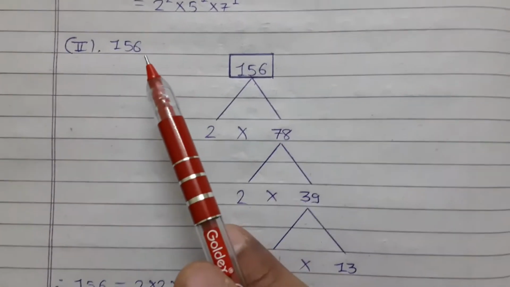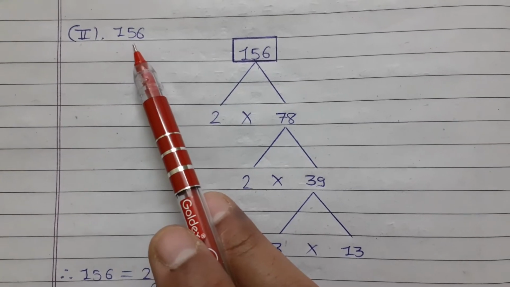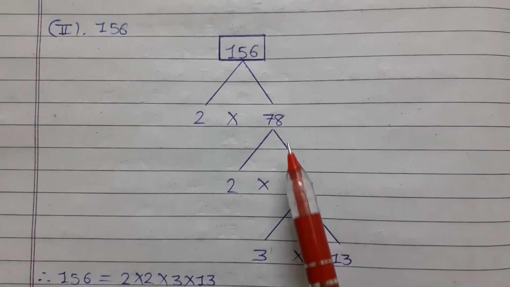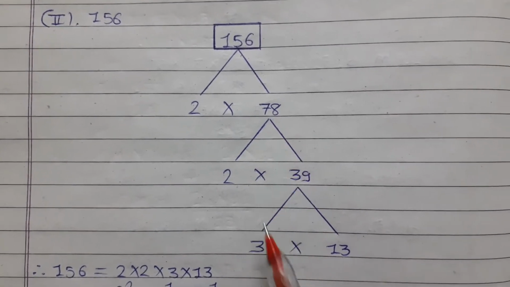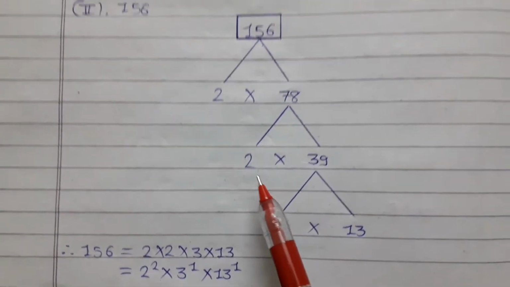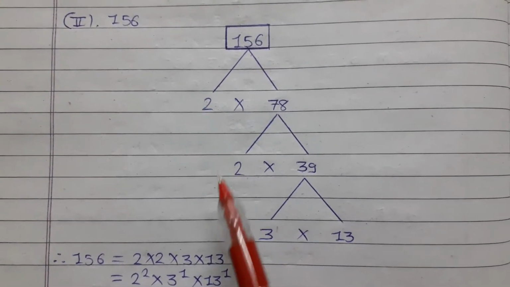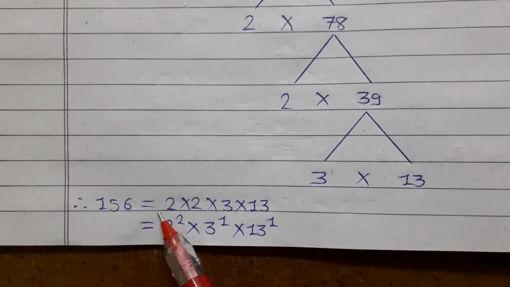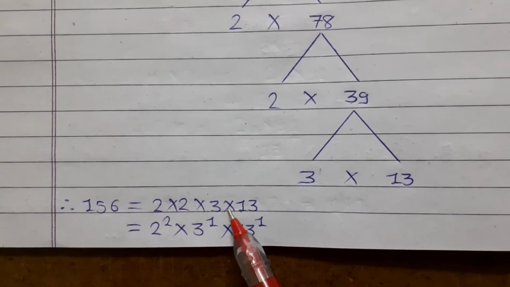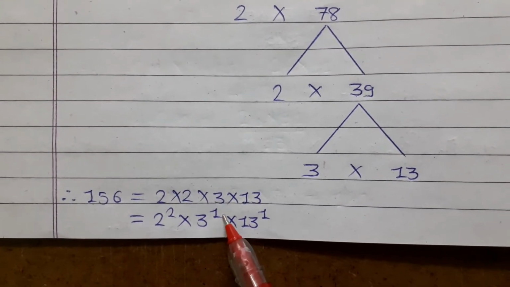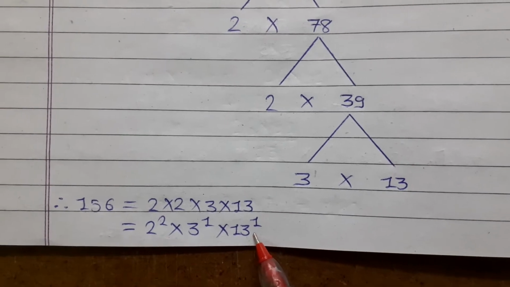The second value they have given is 156. Factors of 156 are 2 into 78. Factors of 78 are 39 twos are 78. Factors of 39 are 13 threes are 39. So the factors of 156 are 2 into 2 into 3 into 13. Writing in one line, 2 into 2 into 3 into 13. 2 comes 2 times, therefore 2 raised to 2. 3 comes 1 time, therefore 3 raised to 1. 13 comes 1 time, therefore 13 raised to 1.